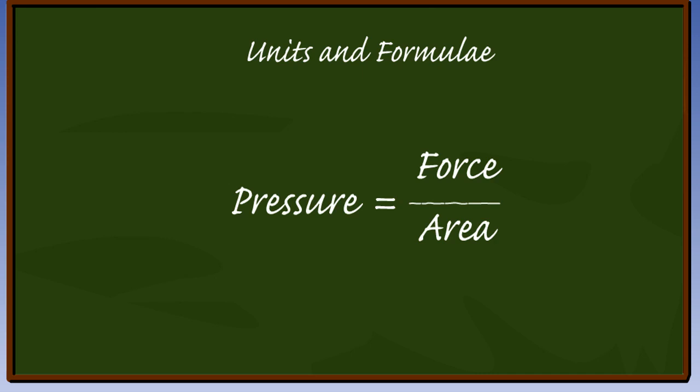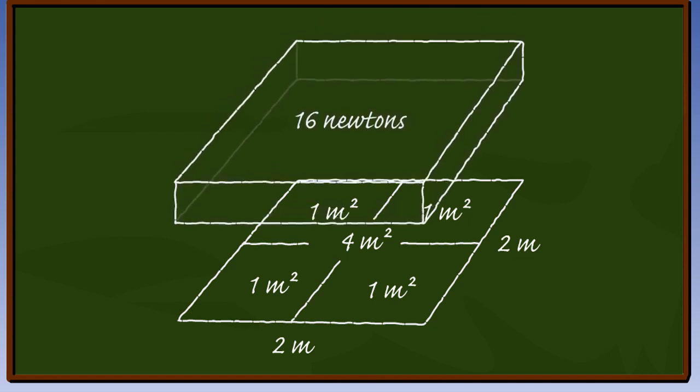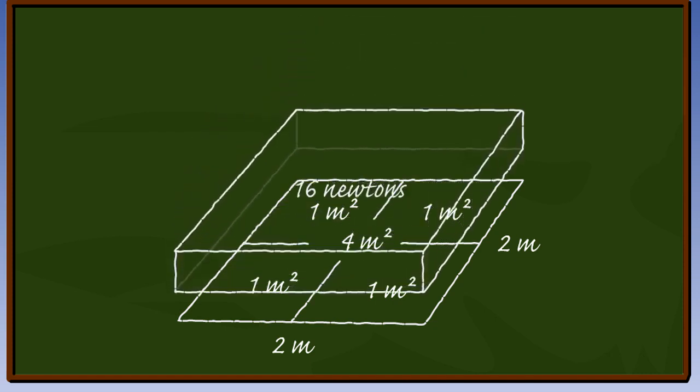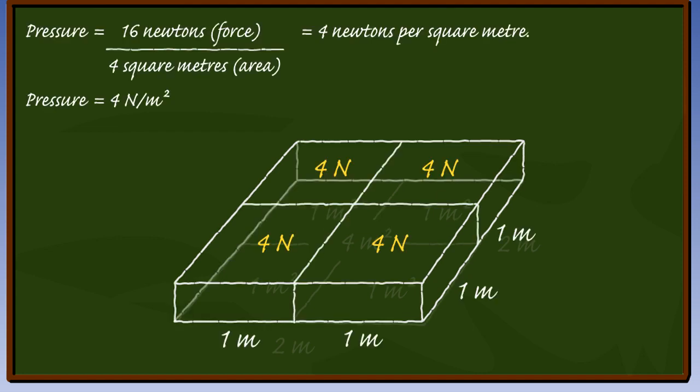Pressure is force per unit area. It can be measured in pounds per square inch or newtons per square metre. In the example, we have an area 2 metres by 2 metres, 4 square metres. If we apply a force of 16 newtons to this area, then the force felt on each square metre will be 4 newtons. Thus the pressure is 4 newtons per square metre.